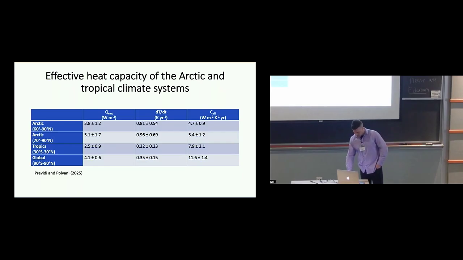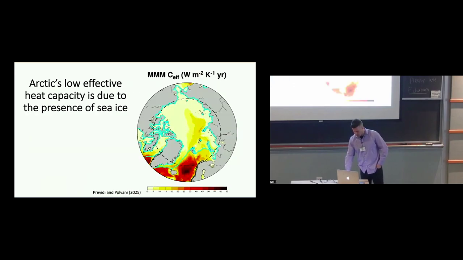And so the next question you might ask, well, why is that the case? Why does the Arctic have a lower heat capacity than the tropics and the global mean? To give away the answer right away, we think that's the case because of the presence of sea ice over the Arctic. And so this plot hopefully helps to illustrate that. This is the multi-model mean effective heat capacity over the Arctic. The cyan contour here is the sea ice edge, defined as 15% sea ice concentration. And you can see here that, generally speaking, the effective heat capacity is much smaller over the ice-covered ocean than it is over the open ocean to the south of the sea ice edge.